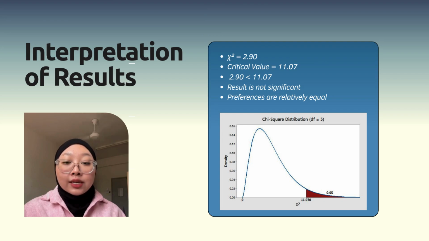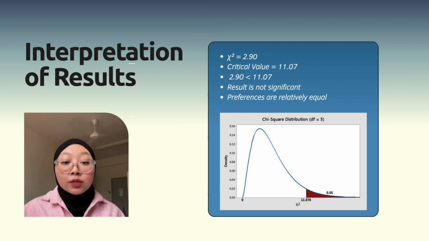Now I will explain the interpretation of our result. Based on the chi-square goodness of fit test, the calculated chi-square value is 2.19, while the critical value at the 5% significance level is 11.07. Since the calculated value is lower than the critical value, the result is not statistically significant.